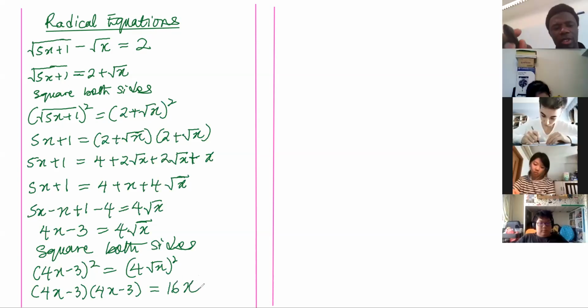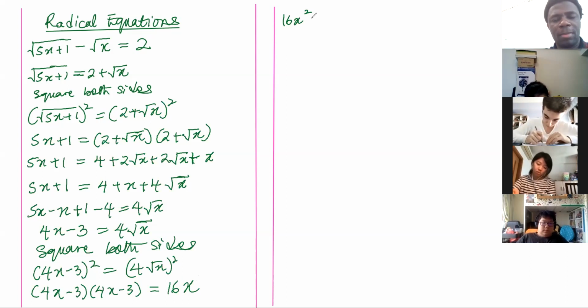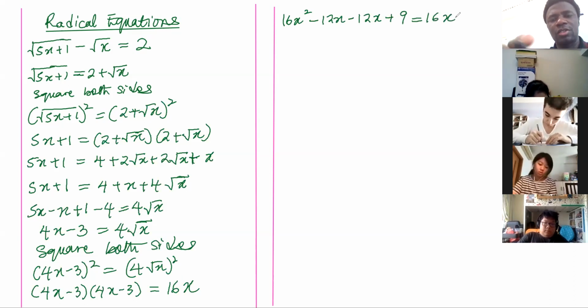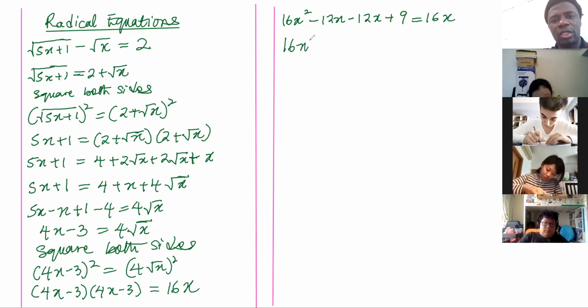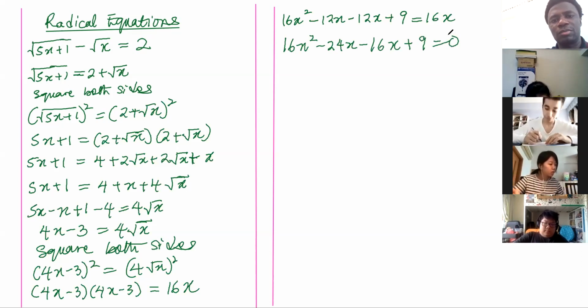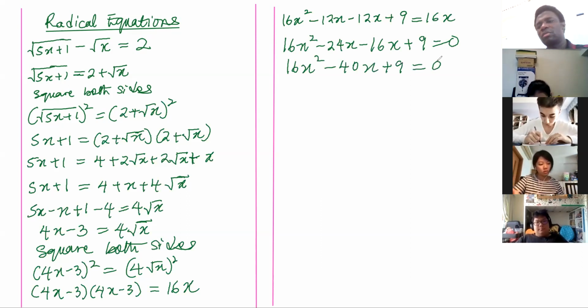Okay. With this, we can have 16x squared minus 12x minus 12x plus 9, and that is equal to 16x. So this is 16x squared minus 24x, then we can bring minus 16x because clearly it is a quadratic equation. So this is 16x squared minus 40x plus 9 is equal to 0. This is what we solve.